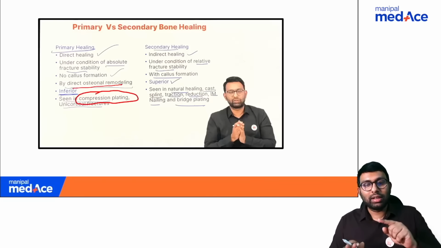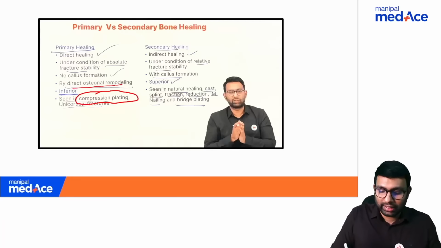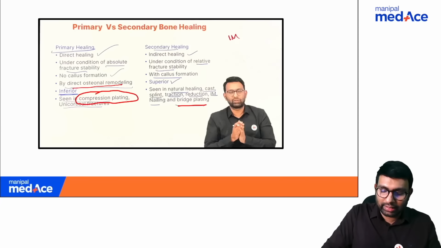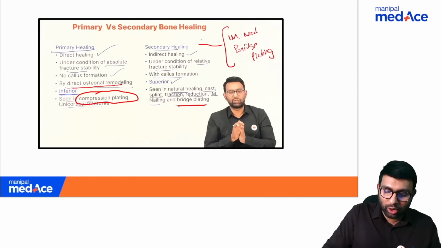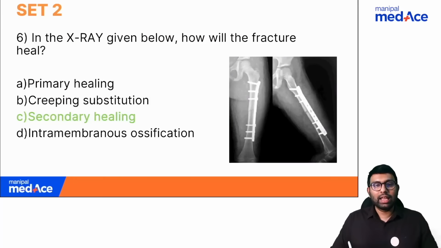But the plate they are showing in this image is not a compression plate, it is a bridge plate. IM nails and bridge plates, IM nailing, that is intramedullary nail, and a bridge plate like the one shown in that X-ray, these two heal with secondary healing. So the answer here is secondary healing, not primary healing.